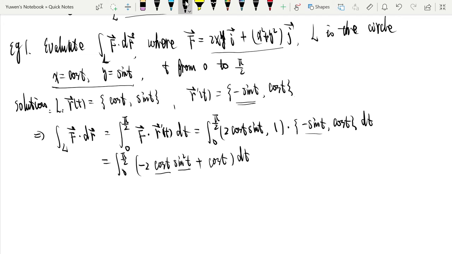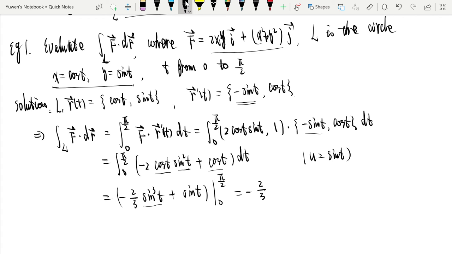Here we can use the u substitution for the first term, with u equals sine t. So the first part is negative 2/3 sine cubed t. The cosine t term is plus; the antiderivative for cosine t is sine t, from 0 to pi over 2. Sine pi over 2 is 1, so that's negative 2 over 3 sine cubed t plus sine t, which gives 1 third for pi over 2, and for 0 it is 0. So that's 1 third.